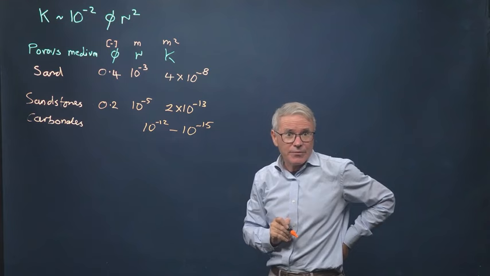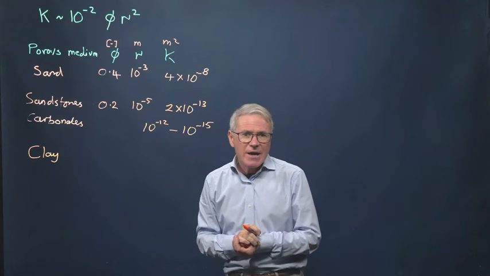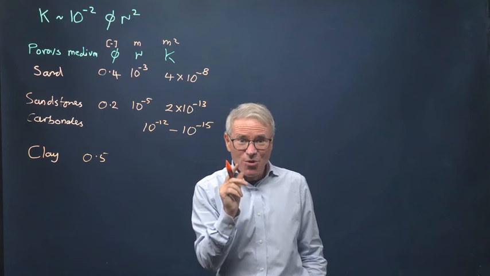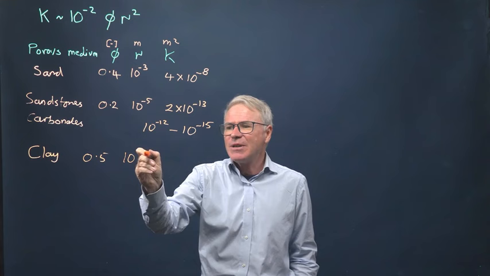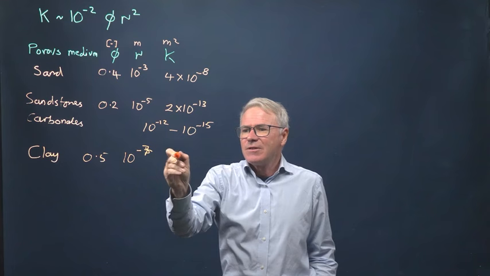But we can have less permeable materials. What about clay? Clay actually has a quite complex laminated structure where, although the porosity can be very high, about 50%, the flow is restricted to very small pores. So the radius here may be of order 10 to the minus 7, so a tenth of a micron. If we do this again, 10 to the minus 14, 15, 16, so 5 times 10 to the minus 17.